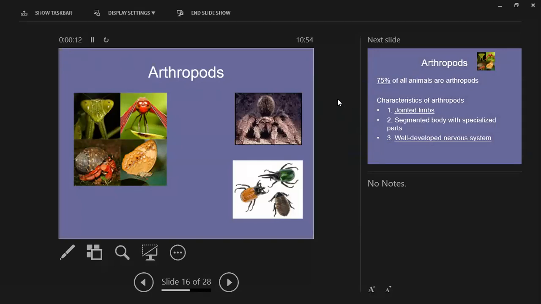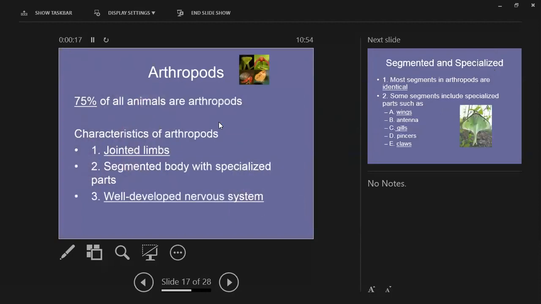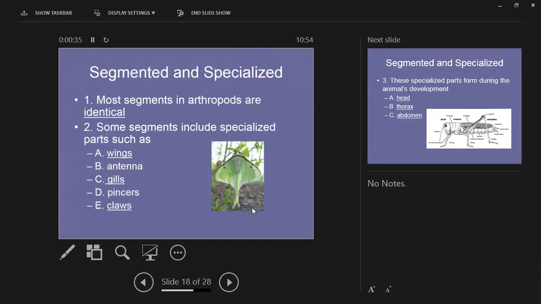Check your phone. Arthropods, quick revision. Seventy-five percent of all animals are arthropods. Jointed limbs, segmented body with specialized parts, well-developed nervous system. Extra information for understanding.